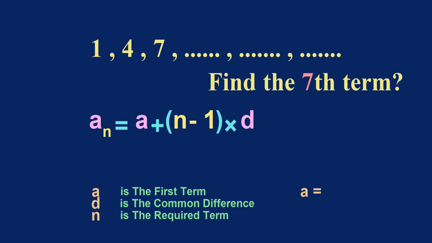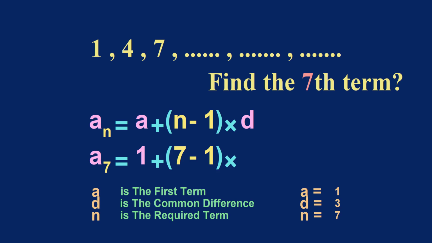From our problem, the first term a equals 1 and the common difference d equals 3 and the required term n equals 7. We substitute the values of a, d and n into the formula, and we get that a_7 equals 1 plus (7 minus 1) times 3, which equals 1 plus 6 times 3, which equals 19. And this was the solution by using the formula method.